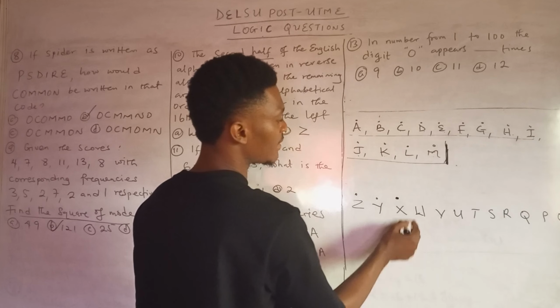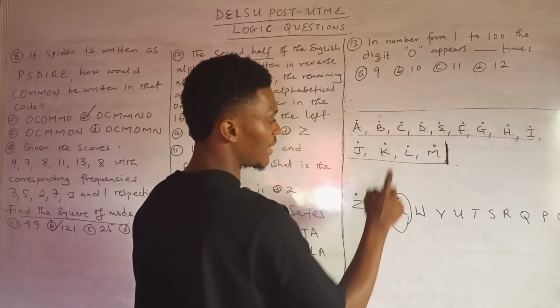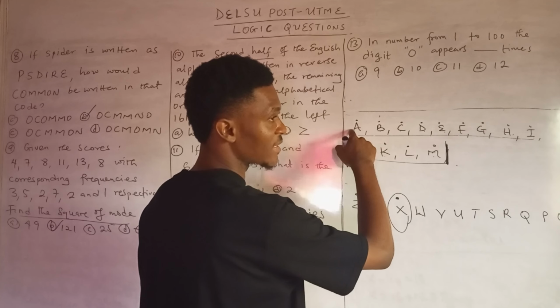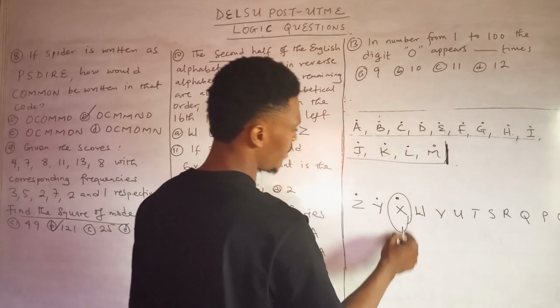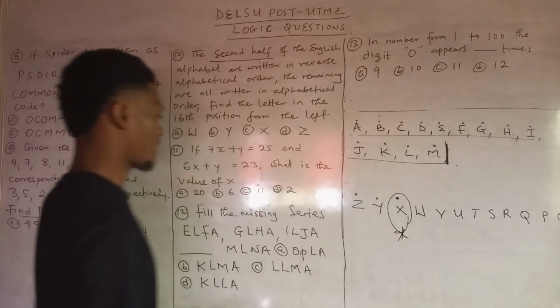So the 16th letter from the left, starting with the first half written in alphabetical order and the second half written in reverse order, is X. So the correct answer to that question is X. All right, X. Then the next question.